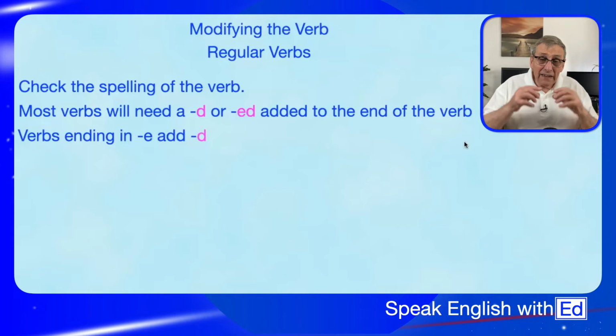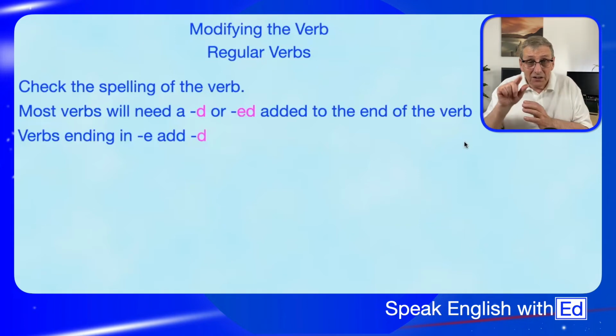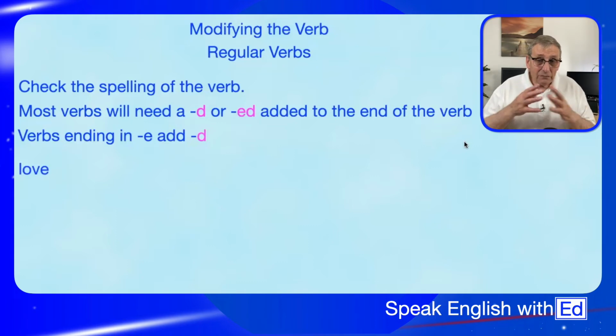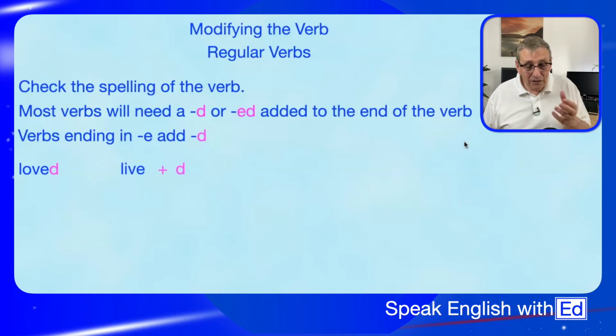Verbs that end in E, all you have to do is add a D to it, just a D. Now, love, we all know what love means. We all love something or other, even if it's chocolate. Love is a verb that ends in E, so we just add a D, and it becomes loved. Same with live. It ends in an E. So we add D. It becomes lived.